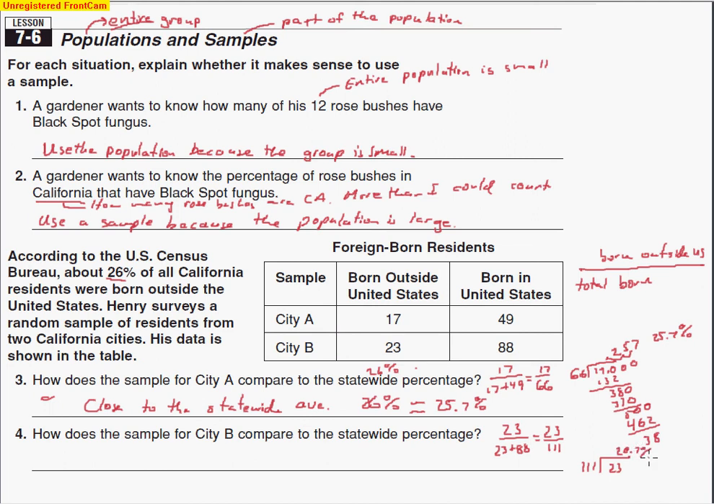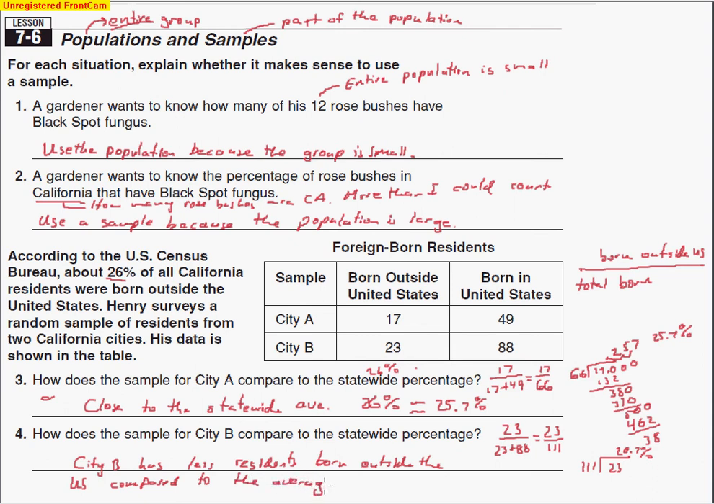20.7%. And so 20.7% is a little bit further away, so we'd say that the residents born in this city is less than. So we'll say city B has less residents born outside the U.S. compared to the average.